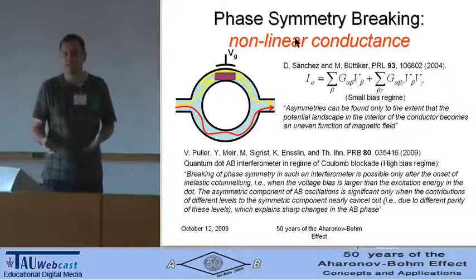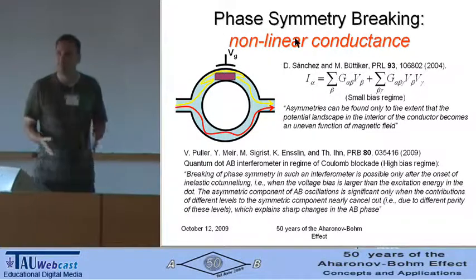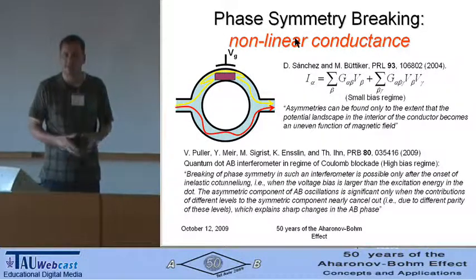Now, another way to break the phase rigidity is by going beyond the linear regime, where Onsager-Büttiker relations, of course, don't work because they apply to the linear response case. And there is a lot of experimental and theoretical work done in this direction.